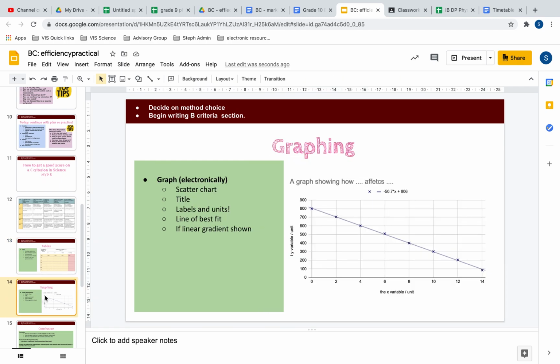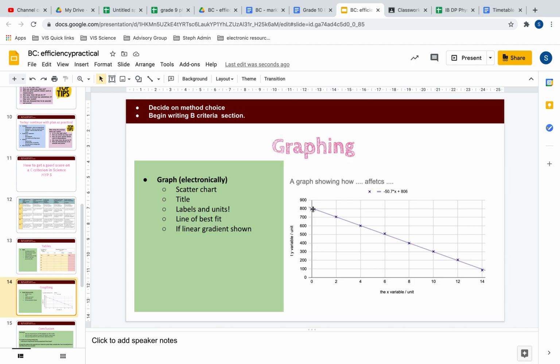The next one then is graphing. Your graph, I like to use a digital one, so I like to use Excel. I also use Logger Pro. I tend to use Logger Pro with older students at the diploma level, but if your school uses it or if you're offered to use it, I actually do prefer it. But for grade 9 and 10 I think Excel is an okay graphing software. I usually use then a scatter chart.